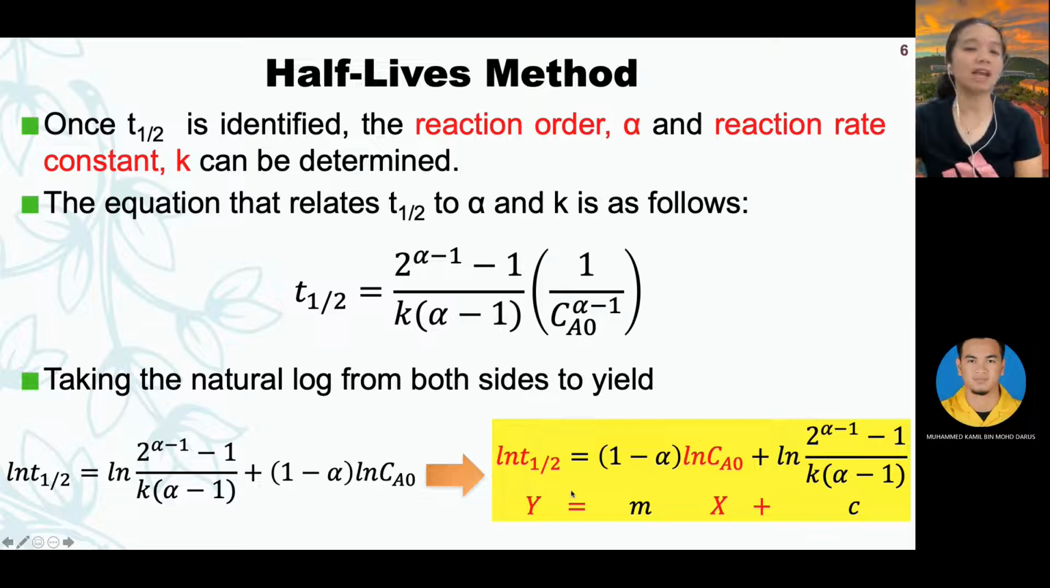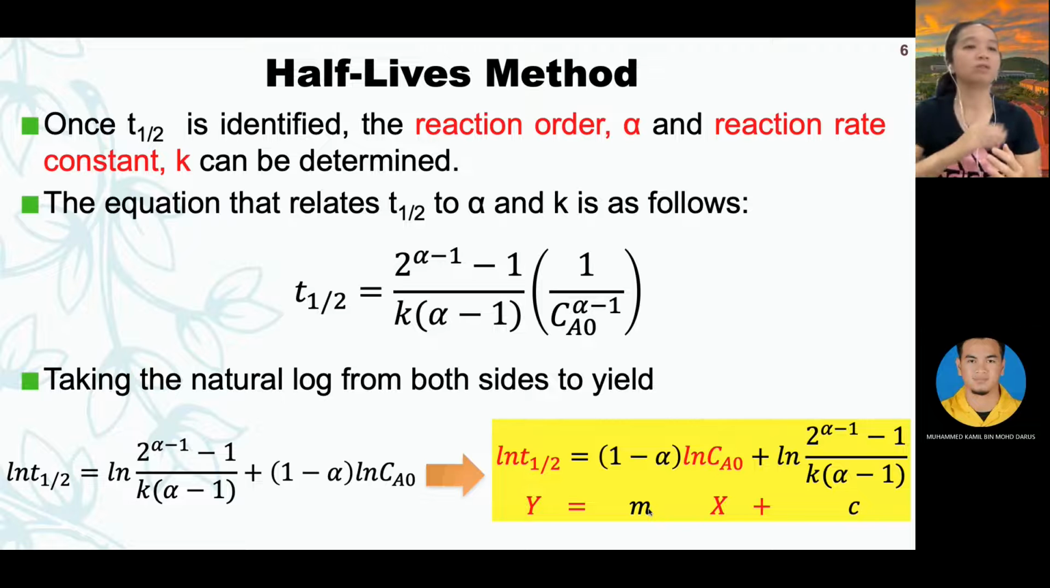So naturally you can see that the 1 minus alpha is equal to the gradient of your graph. So imagine kamu ada data paksi Y, data paksi X, saya plot graph, saya buat straight line, saya measure dia punya slope or gradient. Okay, kalau you use software, you use Excel, it's automatically they will do for you. So the gradient is equal to 1 minus alpha. So naturally kita dapatlah alpha sebab kita dah tahu nilai gradient daripada graph, kita dapat alpha. So we solve already one. We already get alpha from the graph, the reaction order.